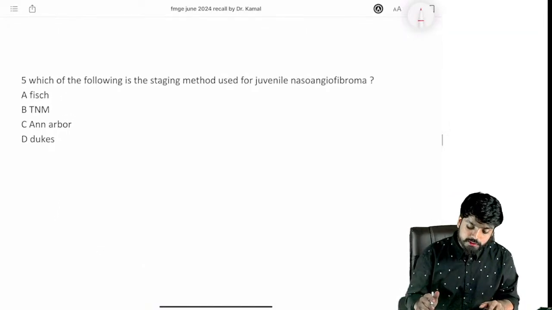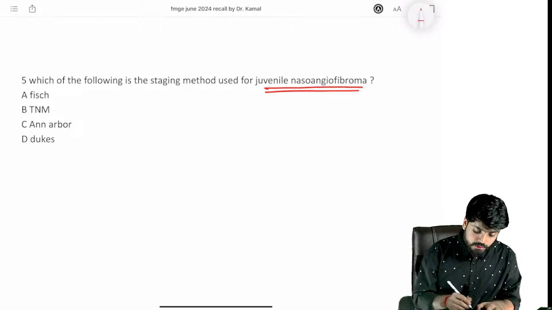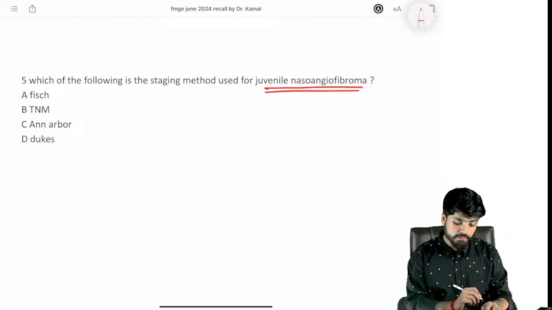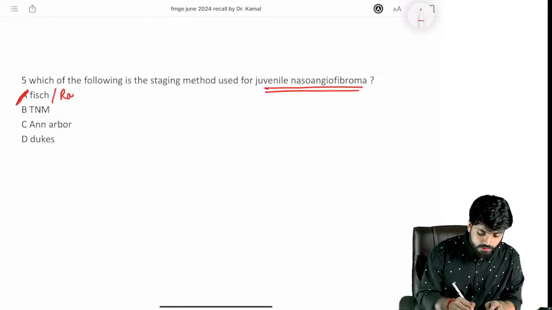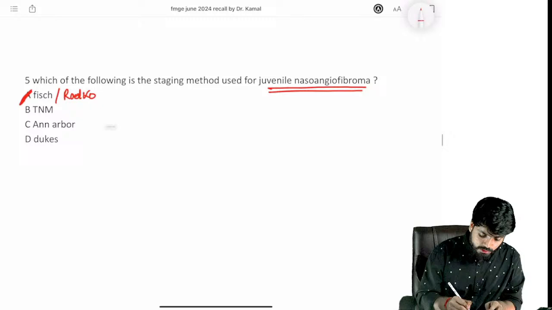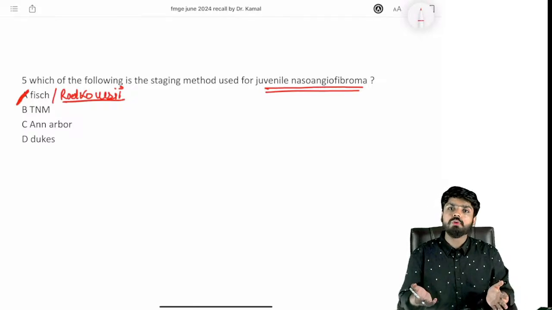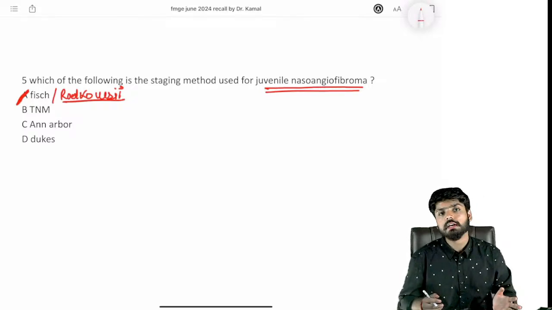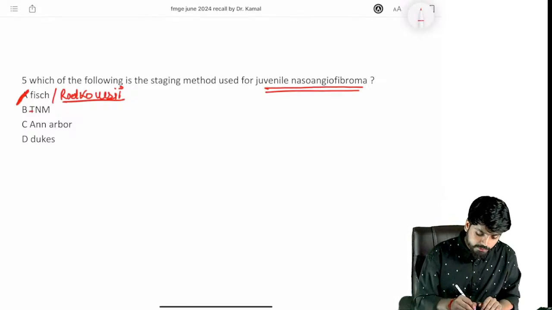Now, which of the following is the staging method used for juvenile angiofibroma? Some told me that Radkowski was given, some told me Fisch was given. So the answer is first Fisch, or Radkowski can also be the answer. TNM staging is specifically for cancers. We specifically don't do it for juvenile angiofibroma. Tumor size, lymph node involvement, and metastasis. So TNM can't be the answer.